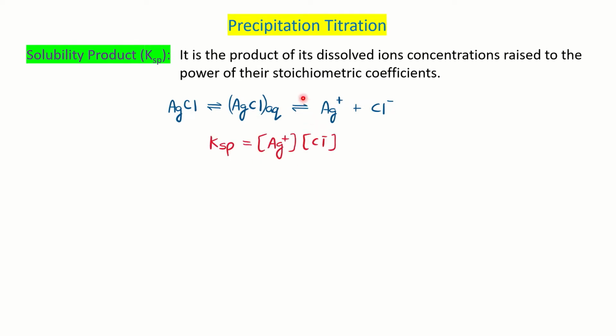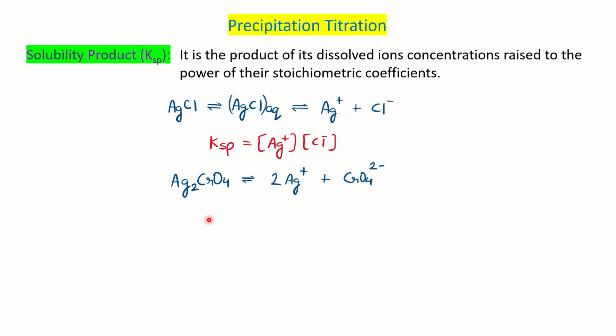So if you want to see the solubility of this precipitate, which is slightly soluble when you make an aqueous solution, the solubility product is the concentration of the dissolved species. Here the species are silver and chloride. So KSP you can calculate for silver chloride by the product of both concentrations.